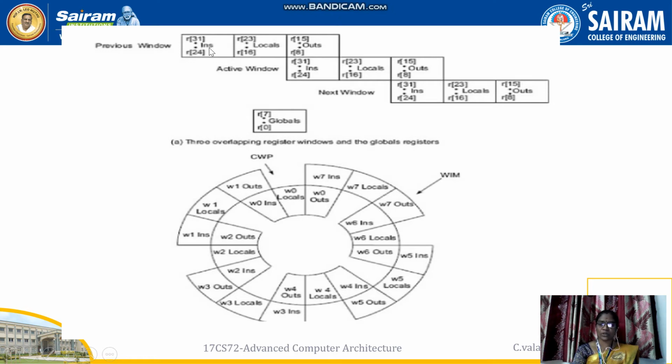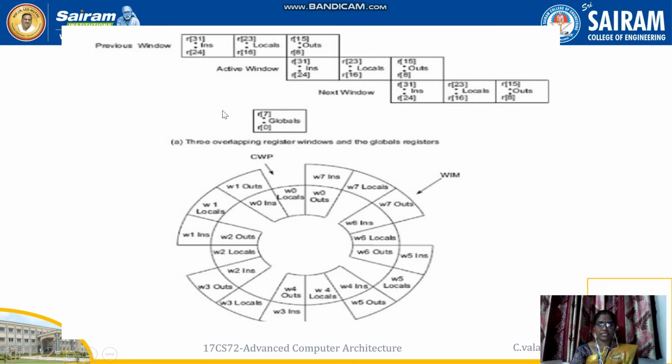So totally you have your registers from R0 to R31. Here, R0 to R7 are called global registers. That's what is given here. R0 to R7 is global. Then R8 to R15 are called outs. R16 to R23 are called locals. R24 to R31 are called ins. Right? I hope you understand the labeling of registers now.